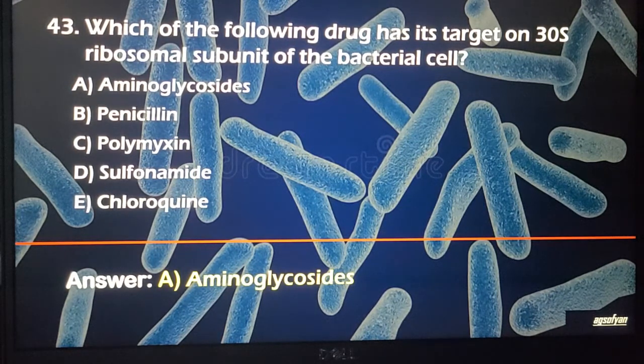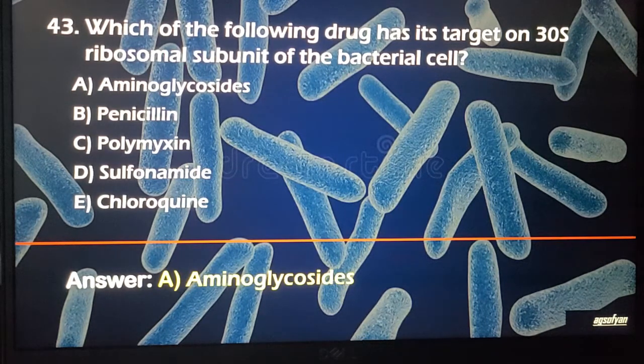Okay, so aminoglycoside is one type of drugs or medicine that actually bind to the smaller subunit of ribosome. So it will block the protein synthesis. Remember, penicillin is not for ribosome. The target is not ribosome. The target is the cell wall. Polymyxin, the target is cell membrane, not the ribosome. Sulfonamide, the target is actually the DNA synthesis.